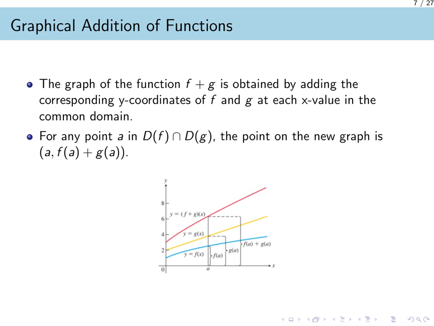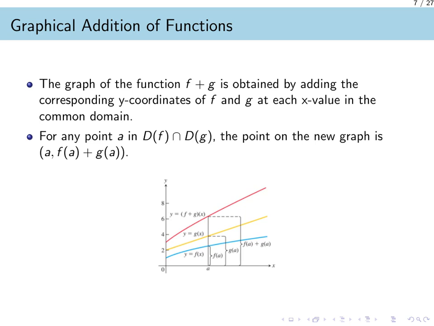For any input value that exists in the domains of both functions, we find the corresponding height, or y value, on each graph. We then add these two heights together to get the height of the new graph for the function f plus g. For example, at the input value a, we take the height f of a and add the height g of a to find the new point on the combined graph.